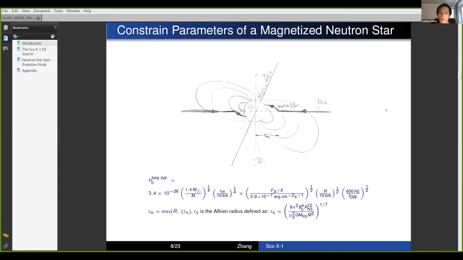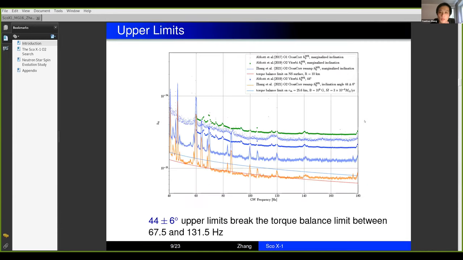So by now, we're basically assuming the neutron star is canonical and there's no magnetic field on it, which is not necessarily true. If you have a few times 10 to the 8 Gauss, then you would expect that the accretion could happen at the Alfvén radius, where the Alfvén radius is greater than the radius of the neutron star. Then you can have a greater lever arm and expect a larger gravitational wave emission.